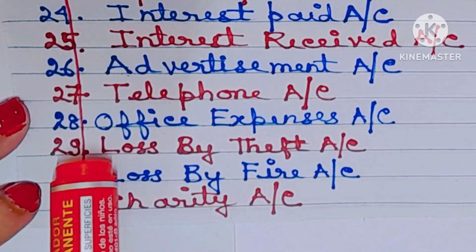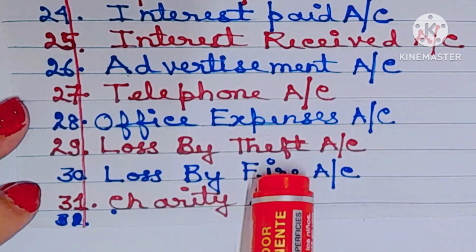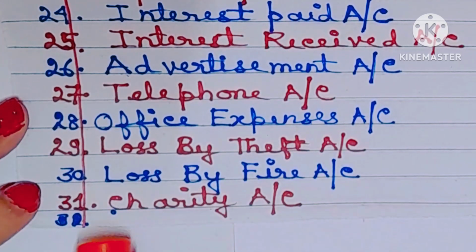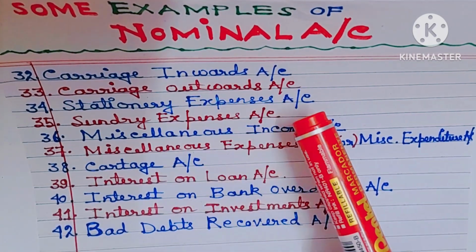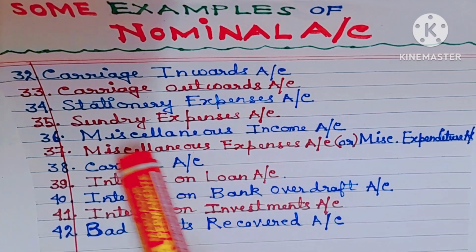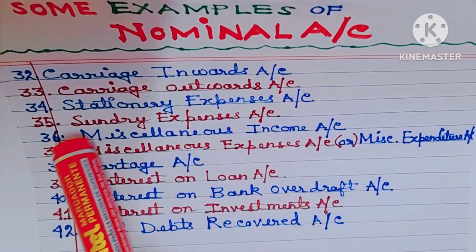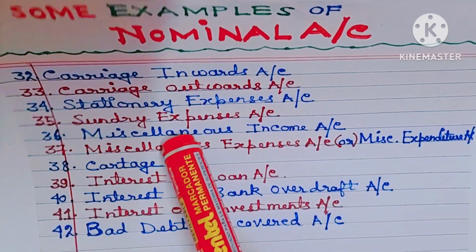Number 28, office expenses account. Number 29, loss by theft account. Number 30, loss by fire account. Number 31, charity account. Number 32, carriage inwards account. Carriage inwards account is also an example of nominal account. Number 33, carriage outwards account. Number 34, stationery expenses account. Number 35, sundry expenses account.